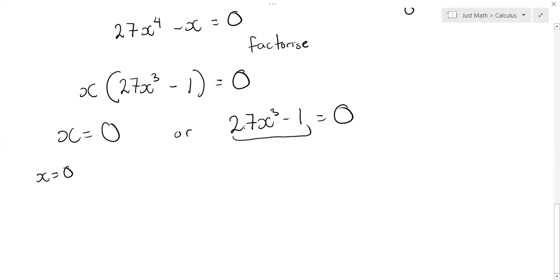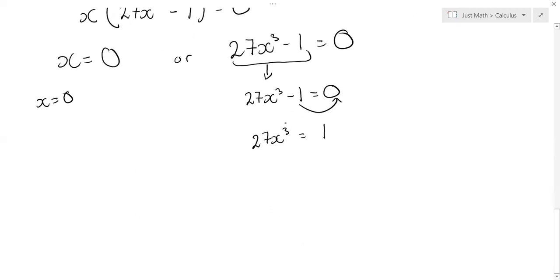You can rewrite this as a difference of two cubes, or you can still solve it normally. So let me do it both ways. I have 27x cubed minus 1 equals 0. We can bring the 1 to the other side, so the sign is going to change. So we have 27x cubed equals 1.